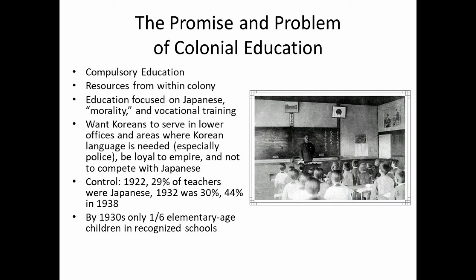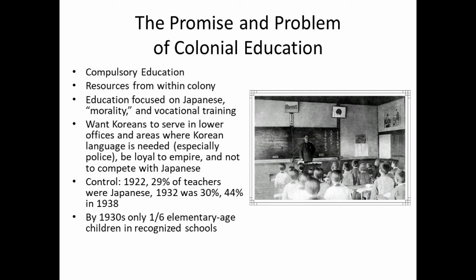And this isn't just Japan, this is most empires. They weren't going to be giving these things away as charity. The resources were expected to come from within the colony itself. And while Koreans were essentially expected to pay for the schools, the education focused primarily on the Japanese language, on morality, which meant being loyal and obedient to the empire, and on vocational training, so learning practical skills, learning, for example, how to run a train, but not how to manage a business, right? A person might learn to be a train conductor or to work in a factory, but they would not be expected to become a business manager.